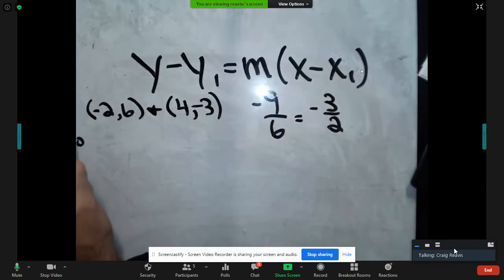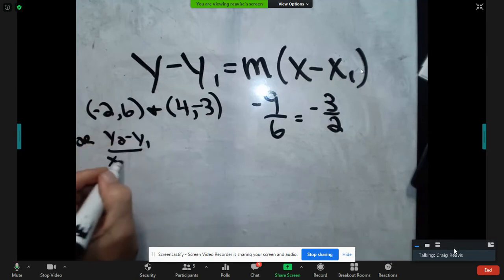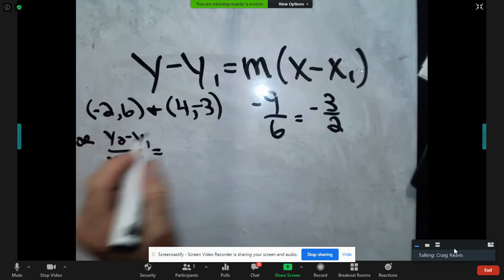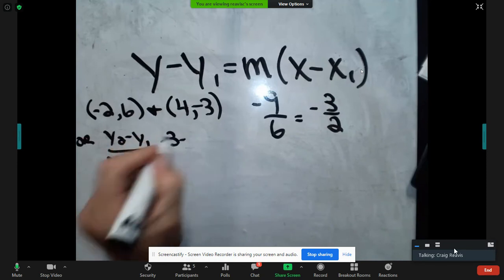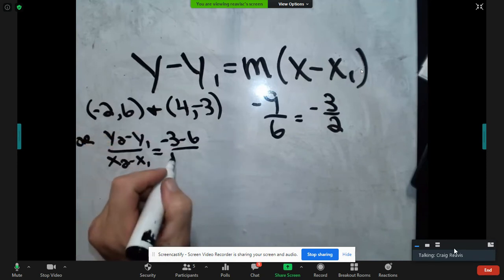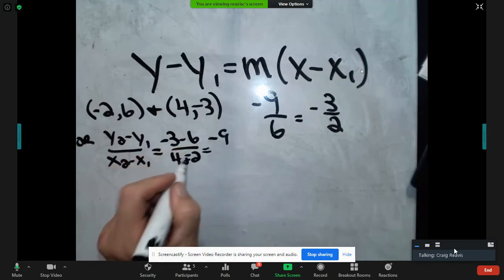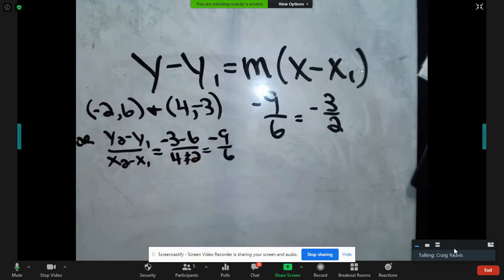Or I could have used my slope formula, y2 minus y1 over x2 minus x1. That would have been -3 minus 6 over 4 minus -2. That's -9. 4 minus -2 is a positive. Notice I get -9/6. So I can count it out if they give me the graph. Most of the time they don't, then I have to use the slope formula.